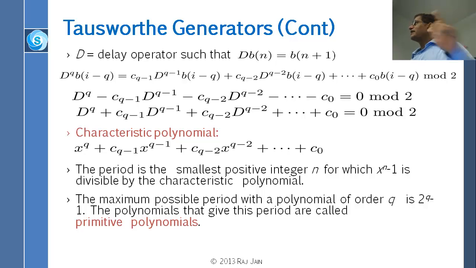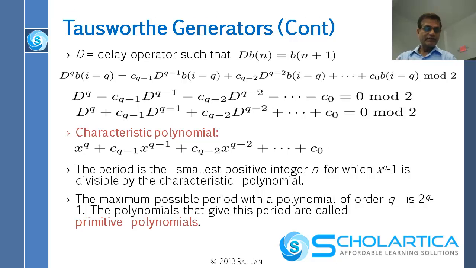Now, the period is the smallest positive integer n for which x raised to n minus 1 is divisible by this characteristic polynomial. So whichever is the smallest value of n for which x raised to n minus 1 is a perfect multiple of this polynomial, that n is the period. Now we'll see an example, it will be clearer. The maximum possible period for order q is 2 raised to q minus 1, and that polynomial is called a primitive polynomial. Just like we had a primitive root, now we have a primitive polynomial, and we will see examples of each of those.